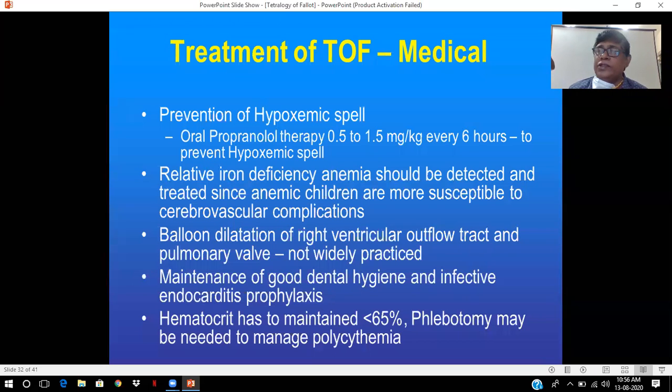Hematocrit has to be maintained below 65%. Phlebotomy may be needed to prevent polycythemia.